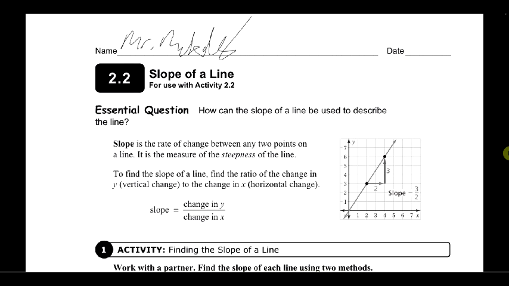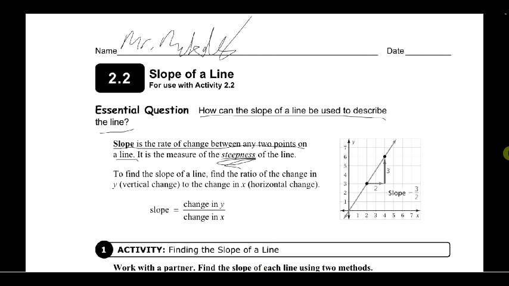Let's go ahead and underline our essential question here. How can the slope of a line be used to describe the line? And let's look here at what slope actually is. Now we see slope is the rate of change, so that's how much it changes between any 2 points on a line. Let's underline. So it is the measure of the steepness. So if I ever ask you what slope is, you can say the steepness of a line.